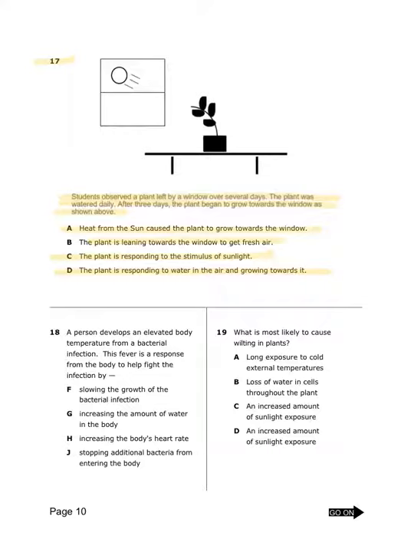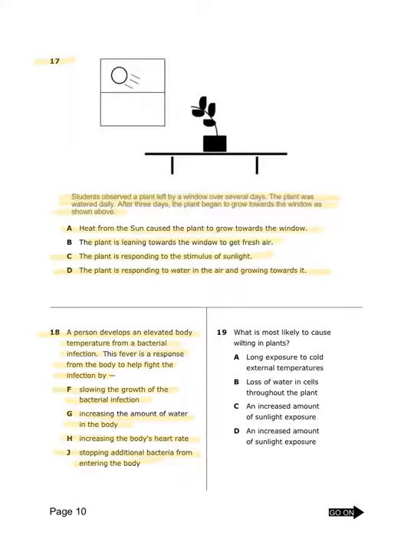Number 18. A person develops an elevated body temperature from a bacterial infection. This fever is a response from the body to help fight the infection by F. Slowing the growth of bacteria infection. G. Increasing the amount of water in the body. H. Increasing the body's heart rate. J. Stopping additional bacteria from entering the body.